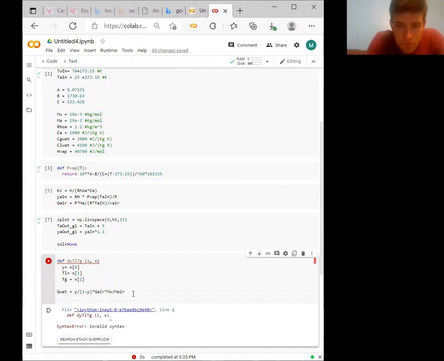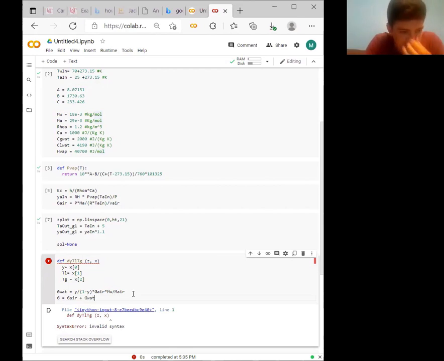But anyway, then I'm going to find the molar flow rate of the whole system, which would just be G air plus G water. I mean, that's just easy. It's just the sum, G air plus G water. Make it look pretty.